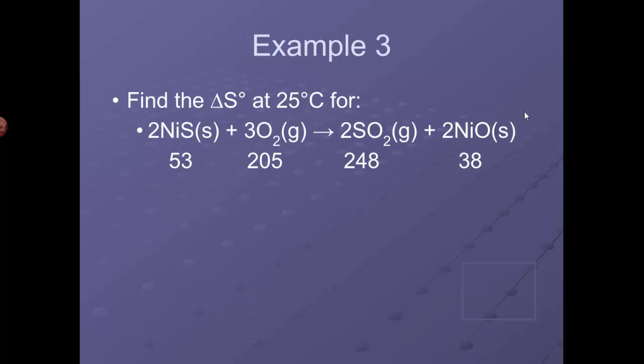So let's take a look at an example. Here's a reaction between nickel(II) sulfide and oxygen to form SO2 and nickel(II) oxide. The numbers underneath each of those substances are the S values from the appendix. Since we're looking for delta S standard, that's what the degree sign means, we have to use standard values, and those are the ones that are in the appendix. So we're going to use the summation rule to figure out delta S for this reaction.